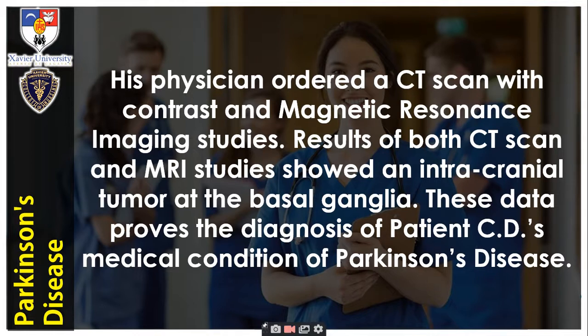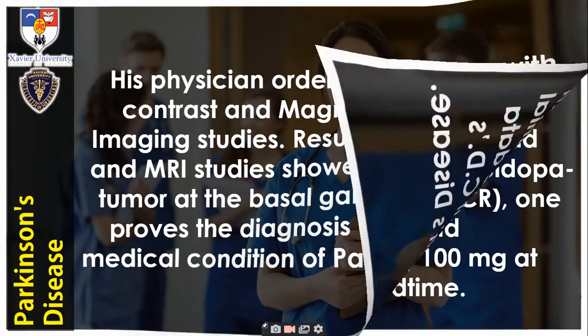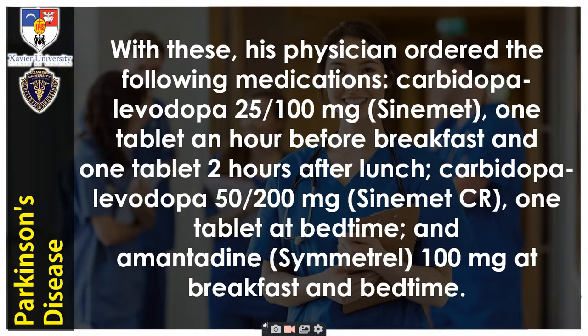Results of both CT scan and MRI studies showed an intracranial tumor at the basal ganglia. This data proves the diagnosis of patient CD's medical condition of Parkinson's disease. With this, his physician ordered the following medications: carbidopa-levodopa 25/100 mg or Sinemet, 1 tablet an hour before breakfast and 1 tablet 2 hours after lunch; carbidopa-levodopa 50/200 mg, Sinemet CR, 1 tablet at bedtime; and amantadine, Symmetrel 100 mg at breakfast and bedtime.